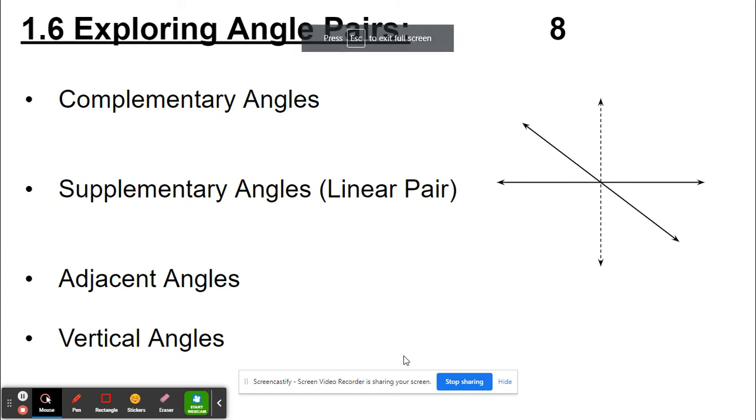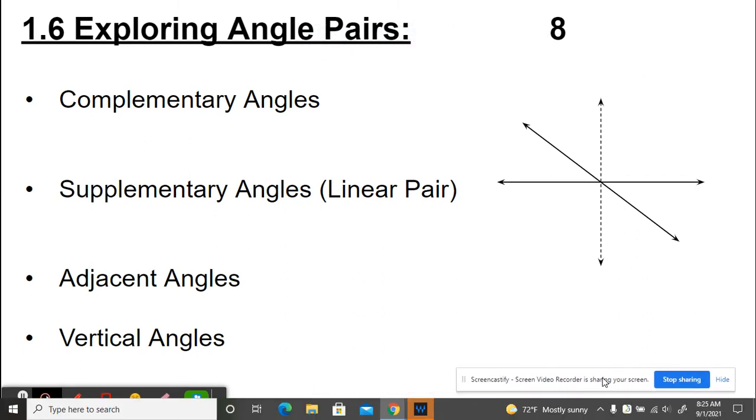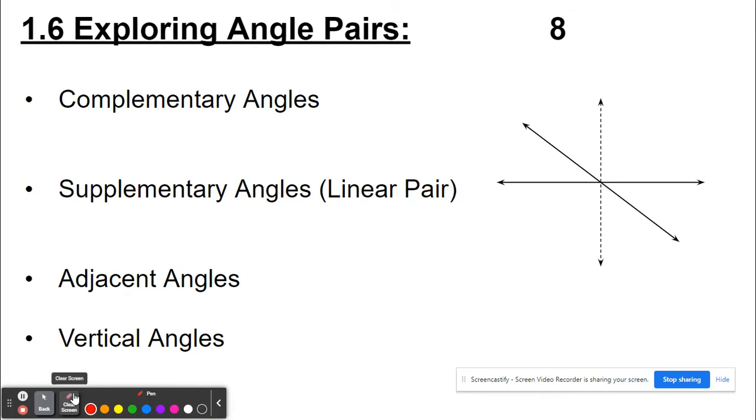All right, so we're going to close out chapter 1 today with lesson 1.6, exploring angle pairs. We're going to talk about some terminology that you're probably familiar with. There may be a couple of terms that are new. So let's just jump in here.